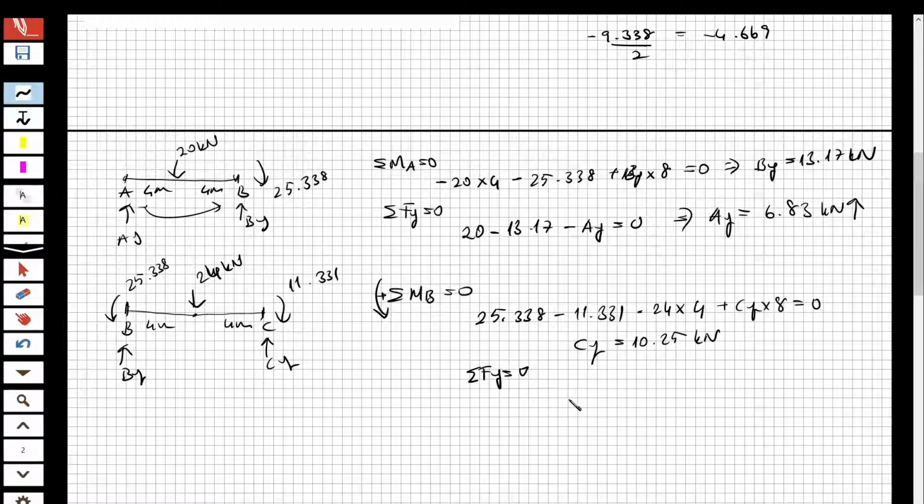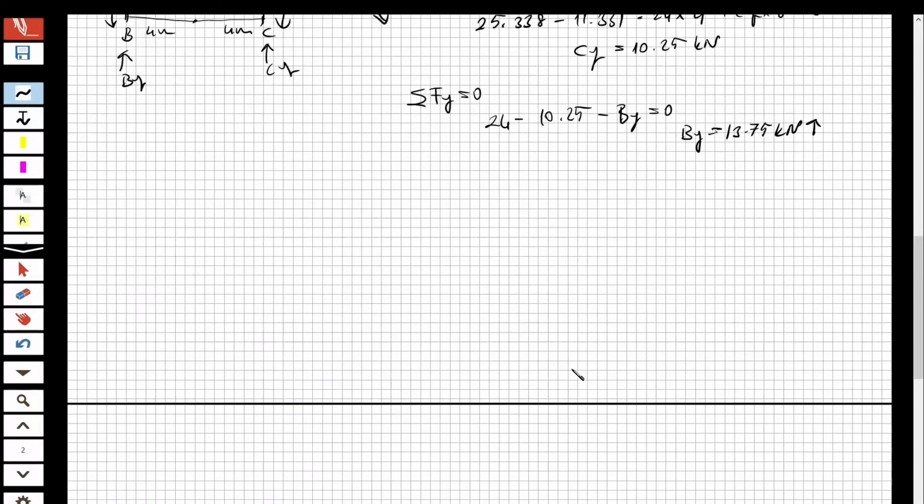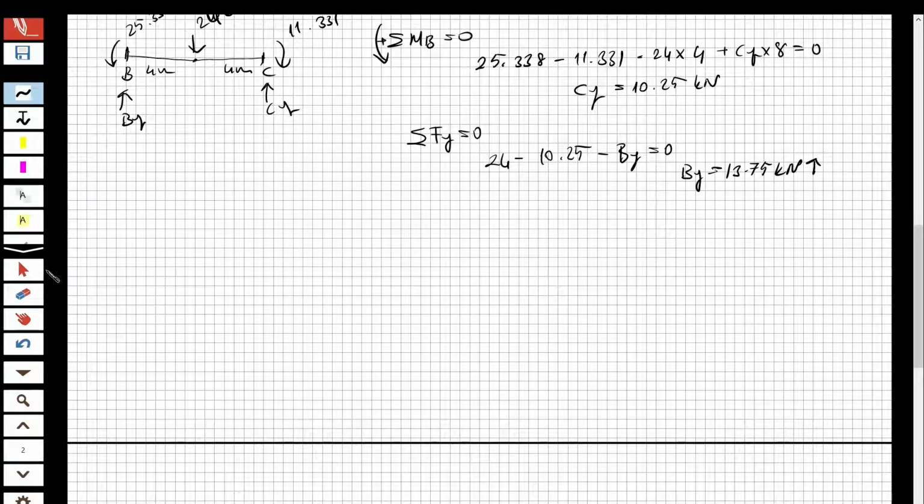And also I have a total Fy equation to determine the By. Total Fy is equal to 0. And the 24 minus CY and minus By is equal to 0. And By is going to be equal to 13.75 kilonewton as the reaction force in the upward direction. So now I got the shear forces.